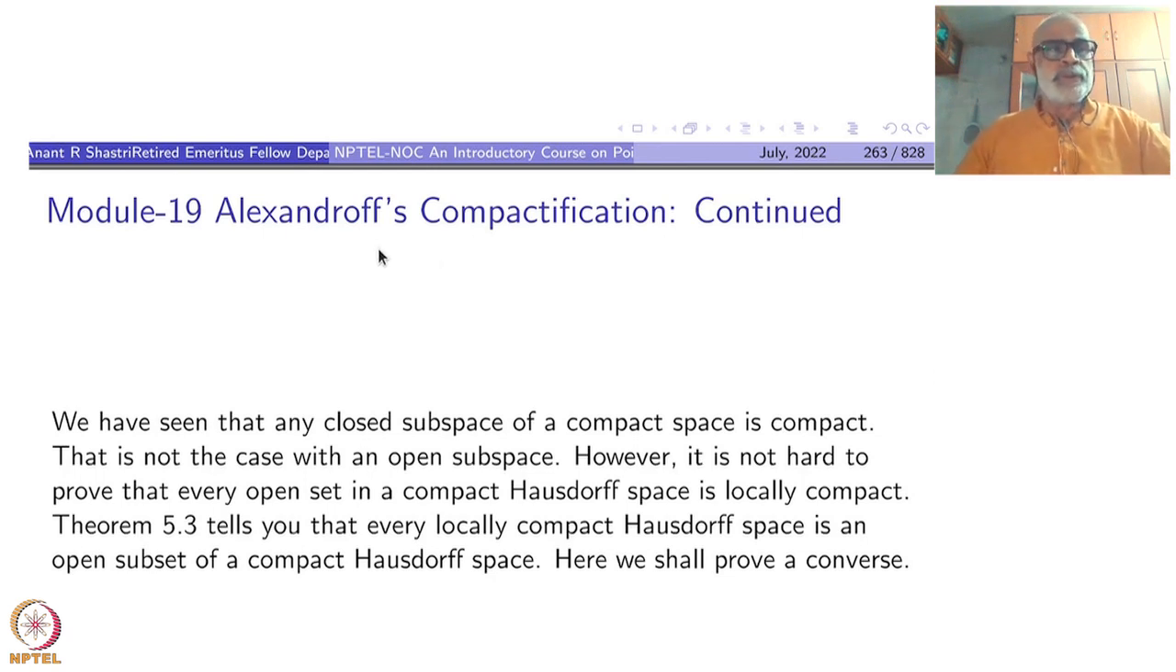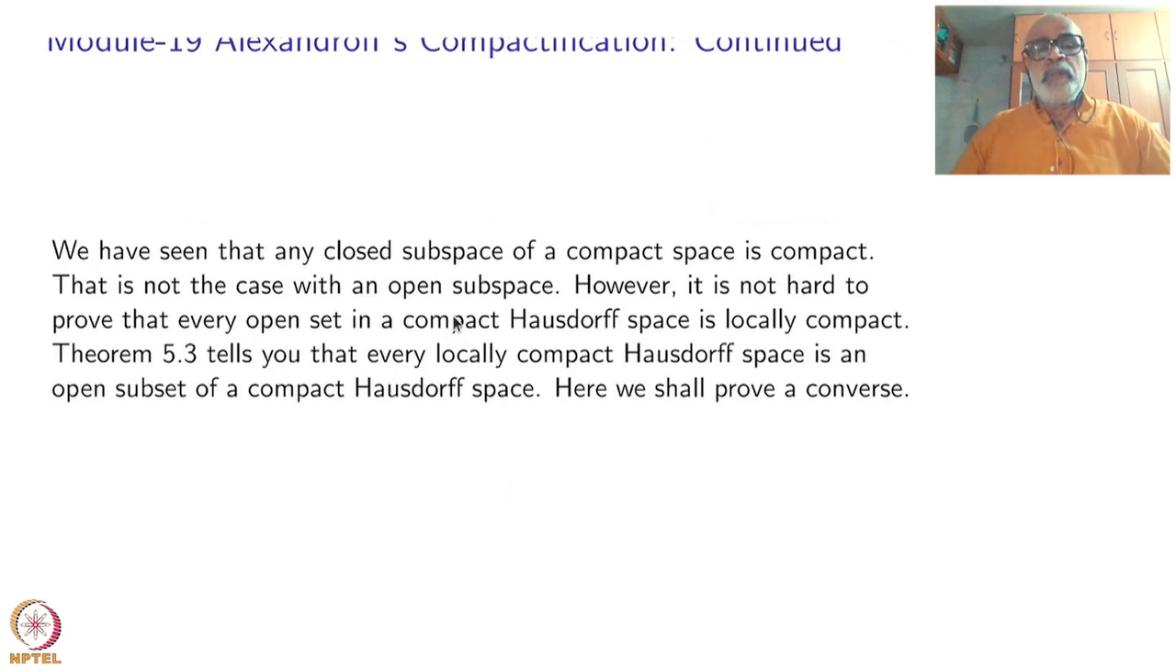Last time we introduced this special one-point compactification of a locally compact Hausdorff space, which will be automatically a compact Hausdorff space. This is what we have seen. We have seen that any closed subspace of a compact space is compact. This is not the case with an open subspace. However, it is not hard to prove that every open set in a compact Hausdorff space is locally compact. This you can do directly.